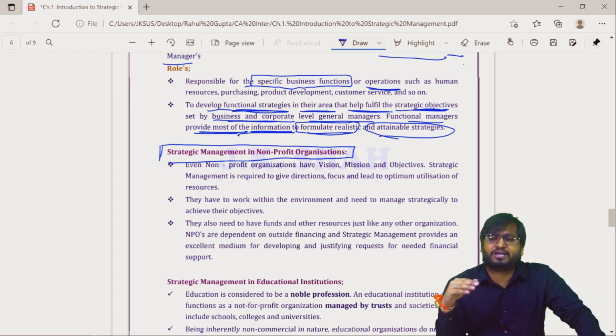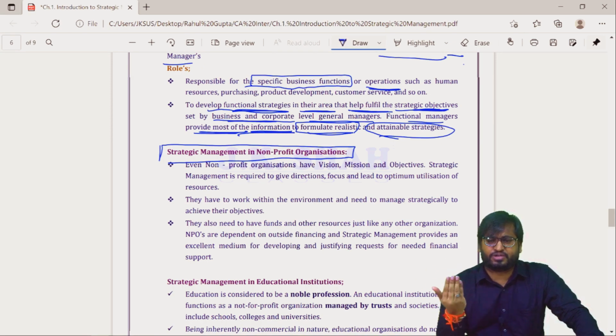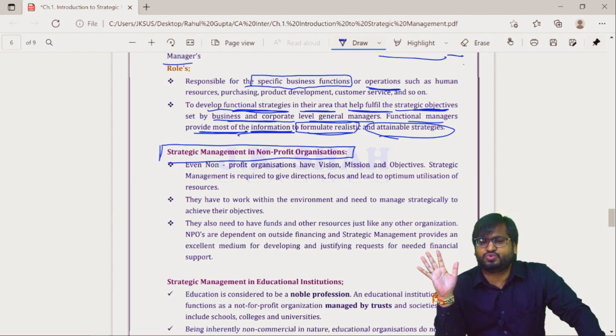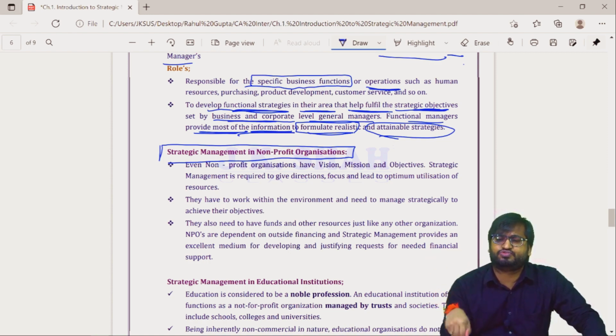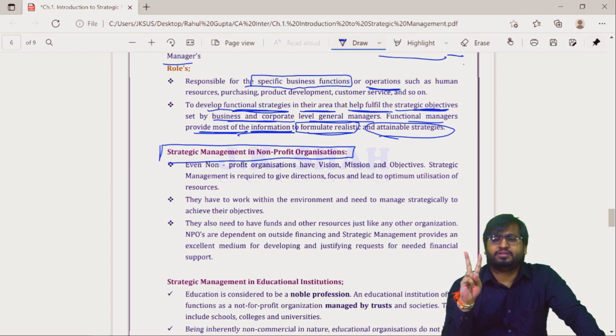Online lectures are becoming more prevalent these days. People are preferring to study online rather than studying on campus. With this, even strategic management is required in educational institutions. Strategic management will be useful in 5 different ways. Number 1, name recognition.